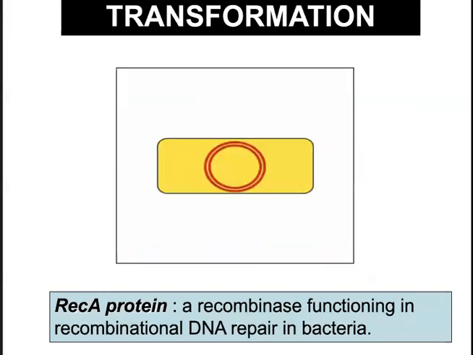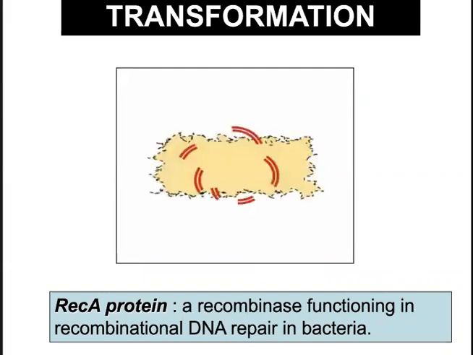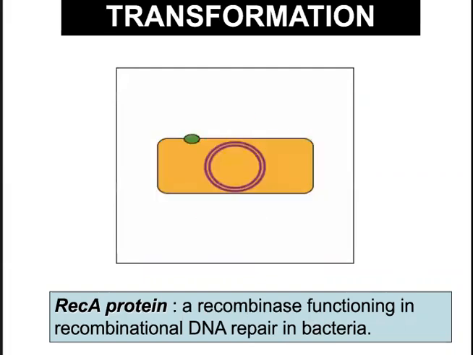Then we have transformation. Transformation occurs after the uptake of DNA fragments from the environment. So when a bacterium dies, it breaks up into pieces, and some of its genetic material may be free swimming in the environment. This transformation, as a process of gene transfer, may occur between 2 different species.